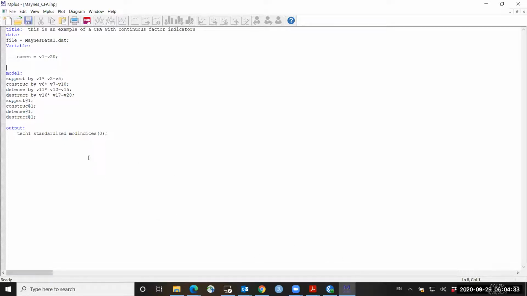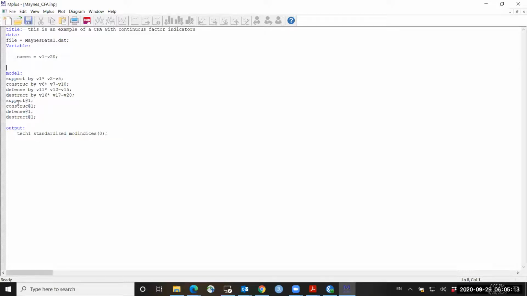In the actual Mains and Botsakov paper, the indicators have a Likert scale, but here I have continuous items. Now, the model for a confirmatory factor analysis uses the command BY, which stands for measured by. So the general syntax is the name of your factor, BY, the indicators. This reads as support measured by V1 to V5.